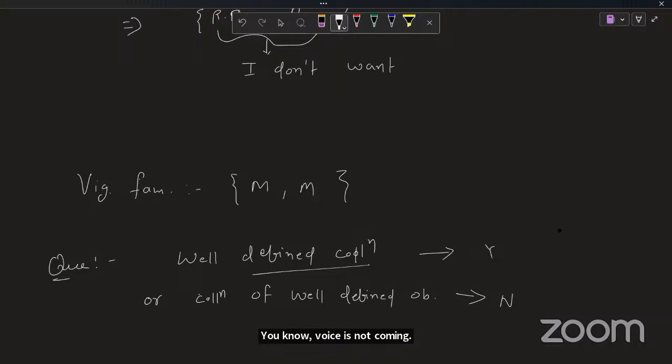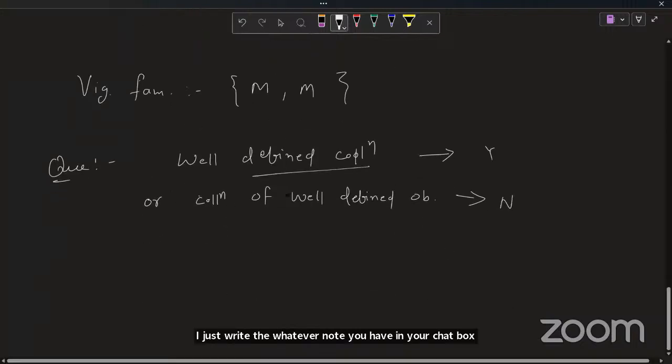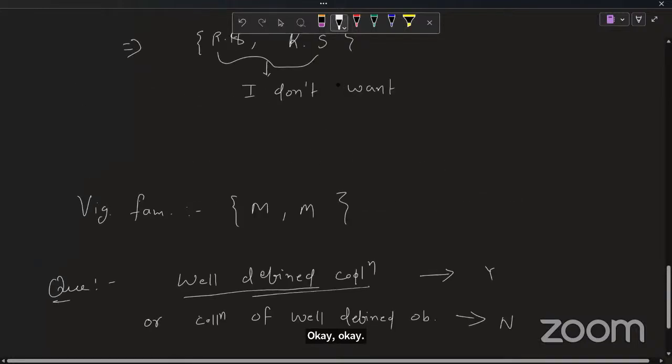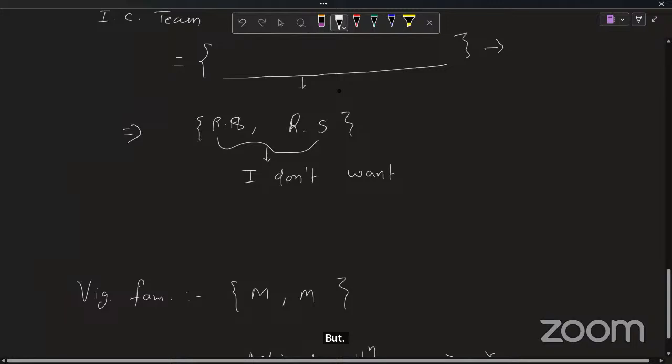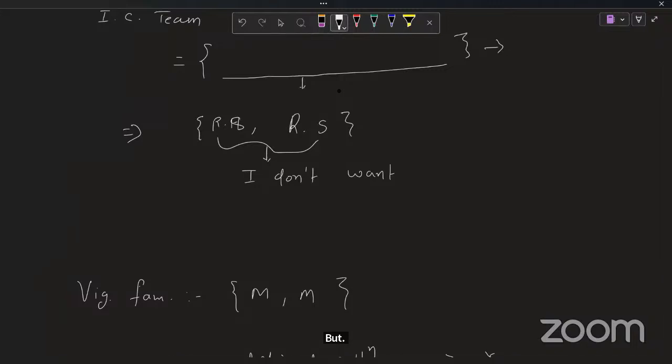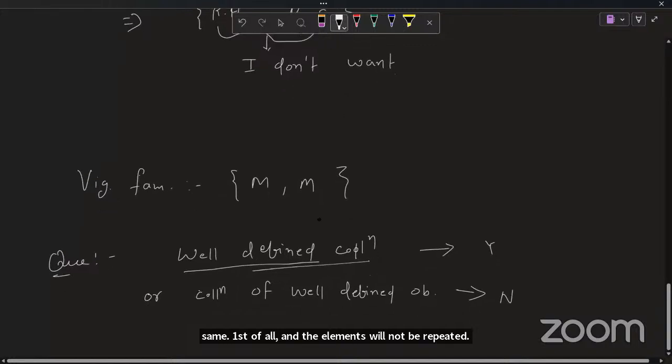Okay, let's discuss. Well-defined collection means, whatever we have discussed here, we need a collection which is well-defined. Well-defined means, as I already told you, that the collection has to be the same, first of all, and the elements will not be repeated. Now, what does well-defined object mean?